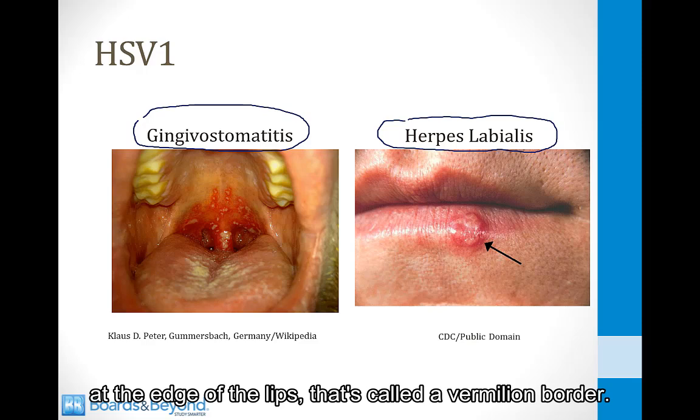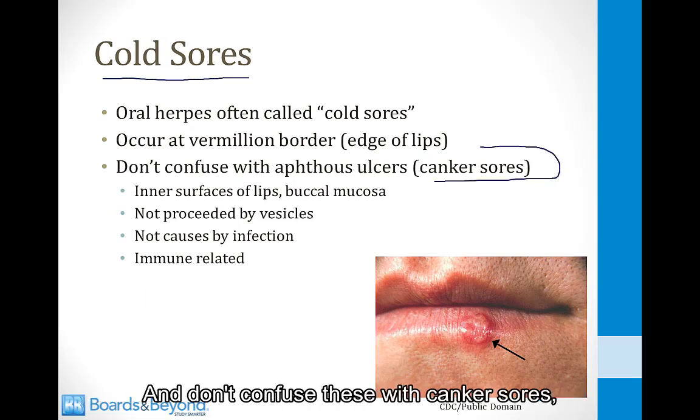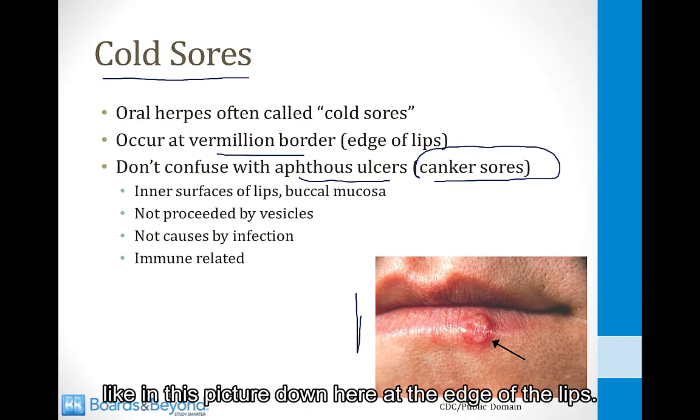That's called the vermilion border. The lesions of herpes labialis are often called cold sores, and don't confuse these with canker sores, which are also called aphthous ulcers. So cold sores from herpes occur at the vermilion border, like in this picture down here at the edge of the lips.